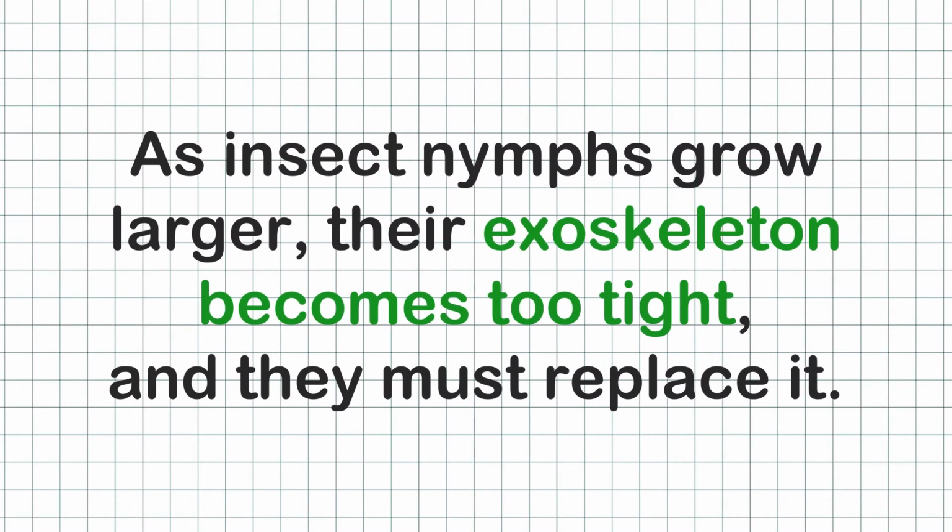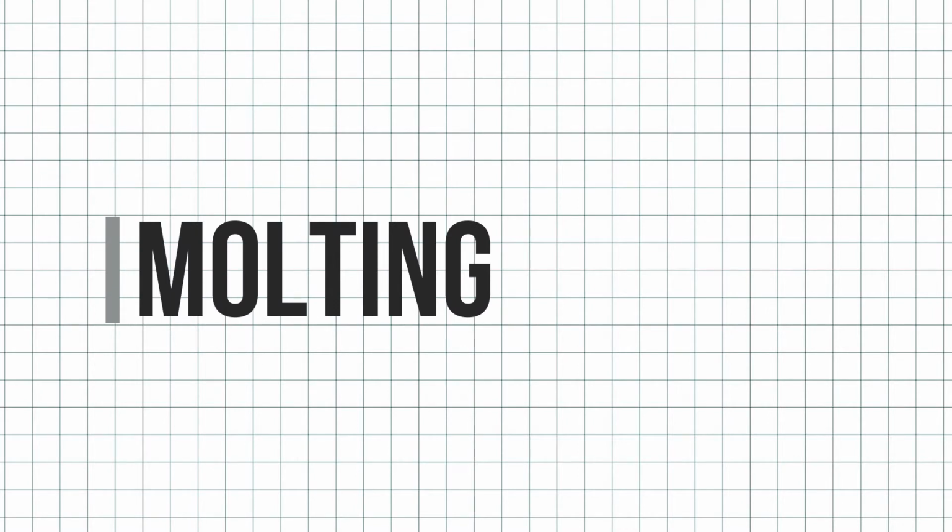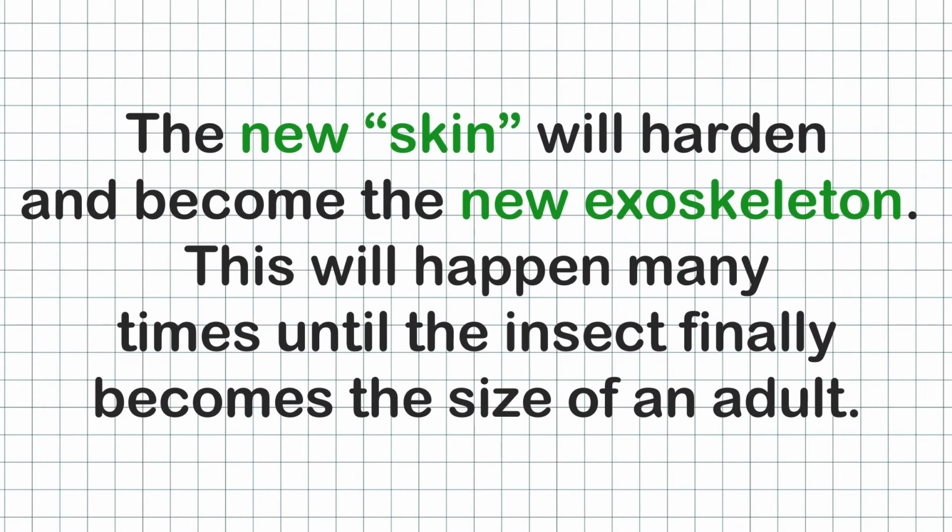As insects, nymphs grow larger. Their exoskeletons become too tight and they must replace them. Once a nymph outgrows its exoskeleton, it will go through a process called molting, in which it leaves the old skin or exoskeleton behind. The new skin will harden and become the new exoskeleton. This will happen many times until the insect finally becomes the size of an adult.